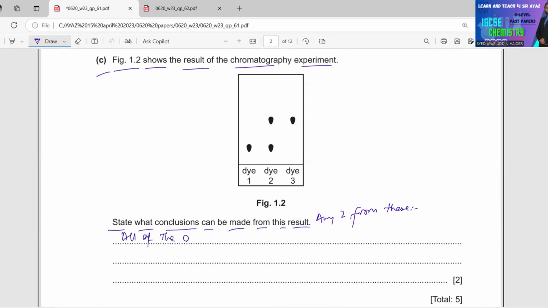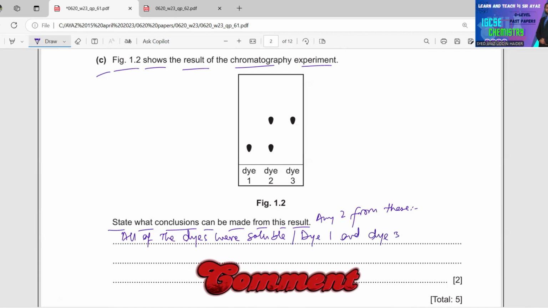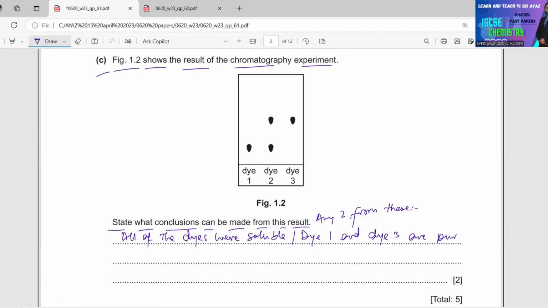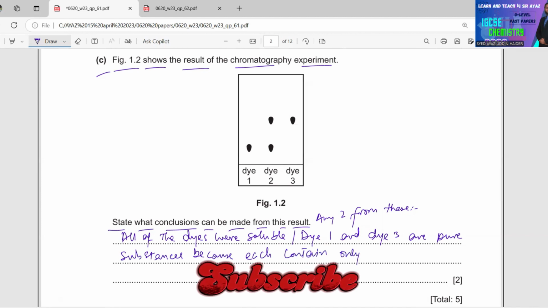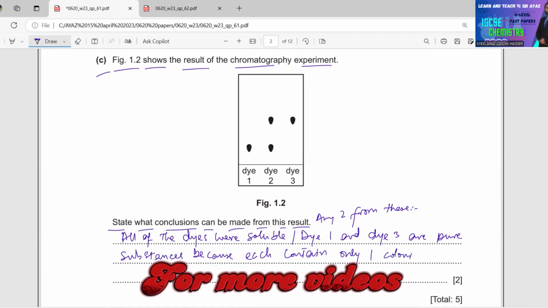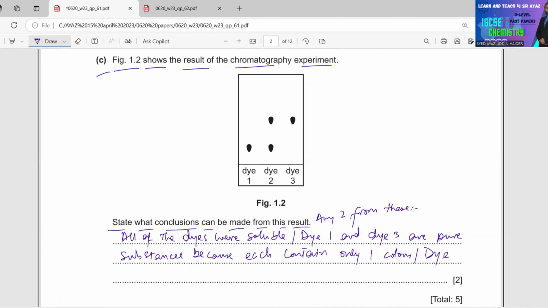All of the dyes were soluble. Dye 1 and dye 3 are pure substances because each contain only one color. Dye 2 contains dye 1 and dye 3.